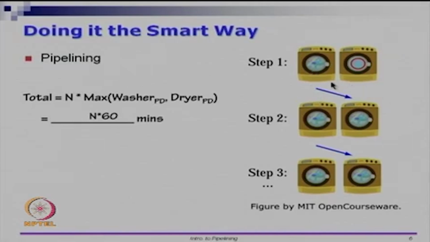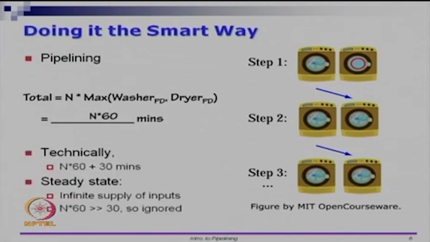So, for every load, let us look at this. The very first load will take 30 minutes, and once that 30 minutes is over, I take that and put it in the dryer. This is going to take 60 minutes, but meanwhile I can get another load washed, right. So, I wash it now. So, the maximum of these 2 tasks is going to take 60 minutes, right, and that is what this max is. So, max of washer and dryer is 60 minutes, it is n into 60.